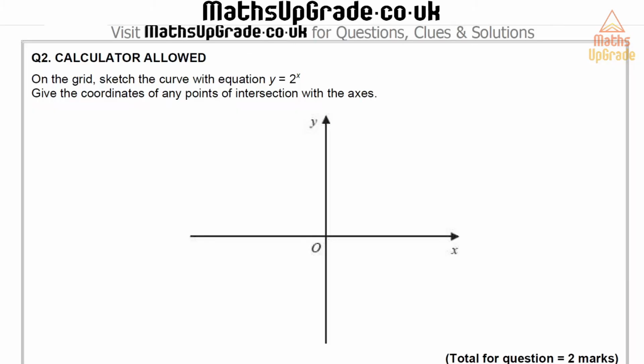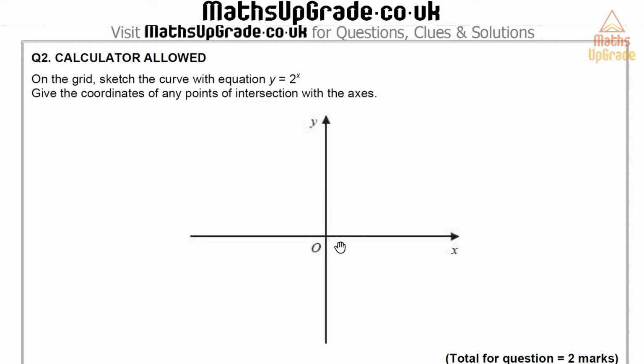The rest of these questions are all calculator questions. Question 2 is 2 marks, and I have to sketch the curve of y equals 2 to the x. I've got to give the coordinates of the points of intersection with any axes. So y equals 2 to the x is an exponential graph, since x is the actual power here, and it will always cut at an intercept of 1.